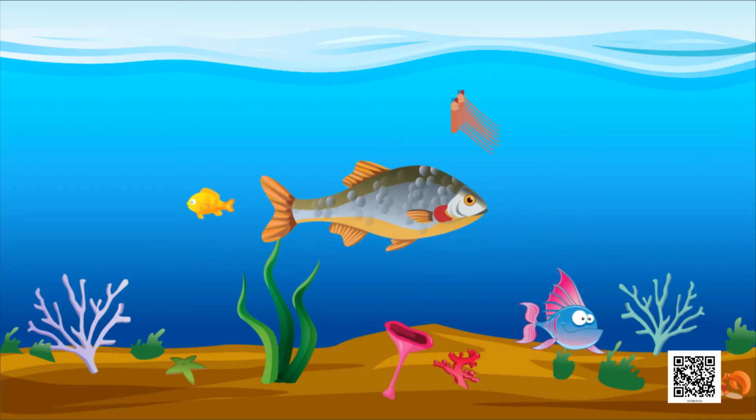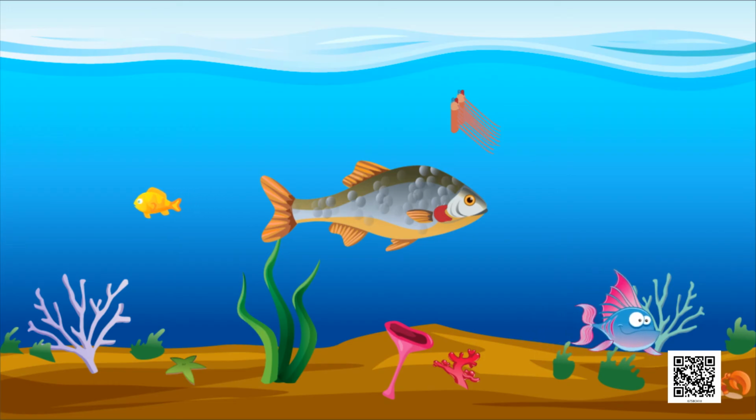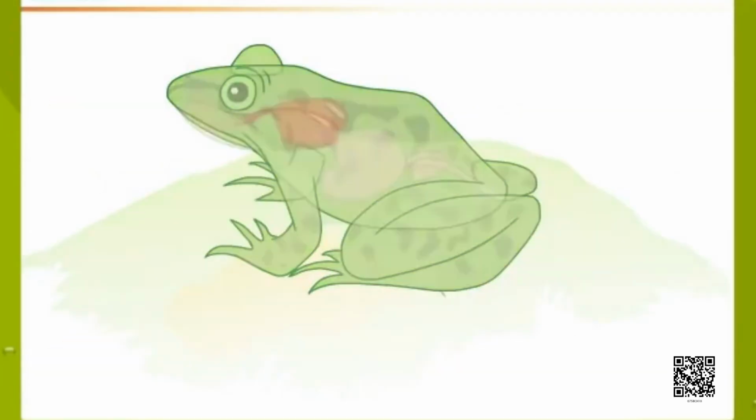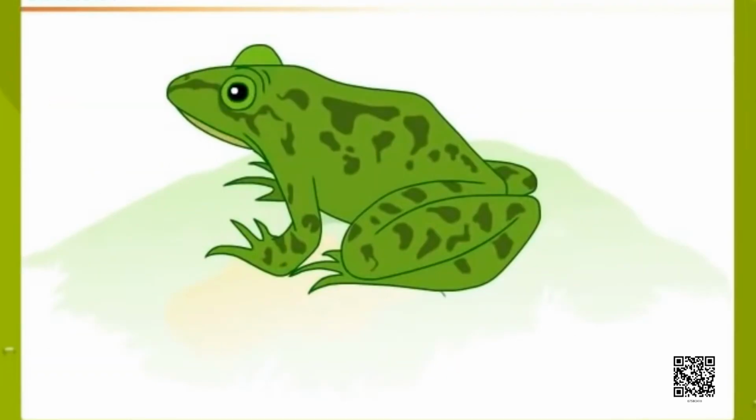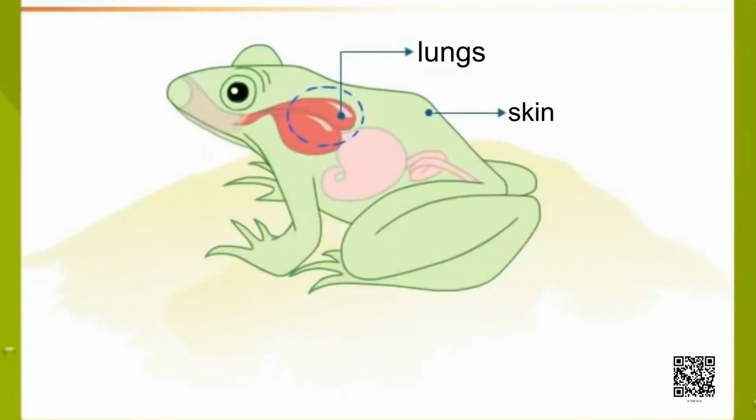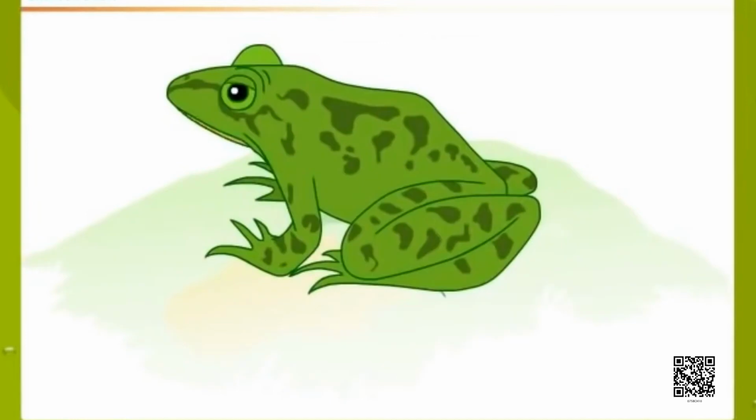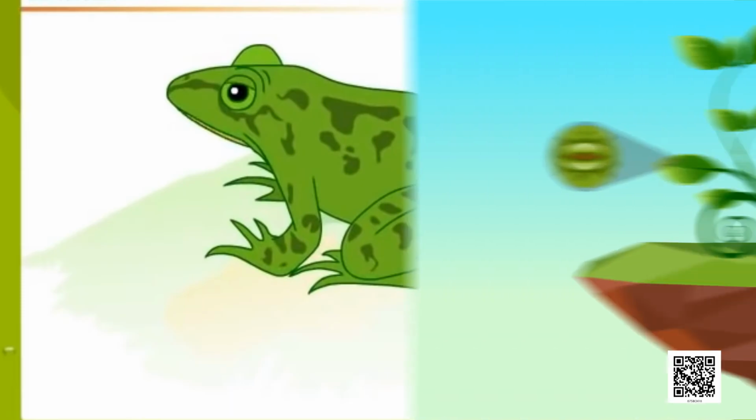Let us also study the example of frogs and study how breathing takes place in frogs. Though frogs have a pair of lungs, they can also breathe through their skin. That means a frog can breathe through both its lungs and its skin. After this, let us also discuss breathing in plants.